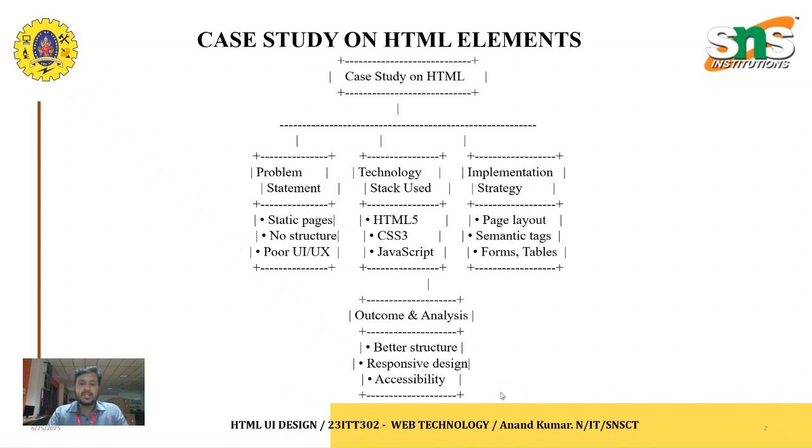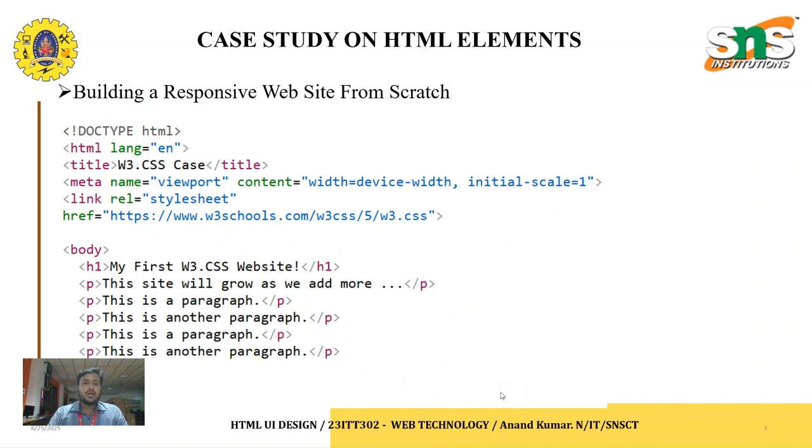The implementation strategy deals with how we lay out the pages, semantic tags used, forms, tables, and the responsive content that is taken from the users. Regarding the outcome and analysis of this case study, we assume better structure, influence, and responsive design, and next is the accessibility used. Coming to the basic case study, building a responsive website from scratch, we are going to see the coding related to the output.